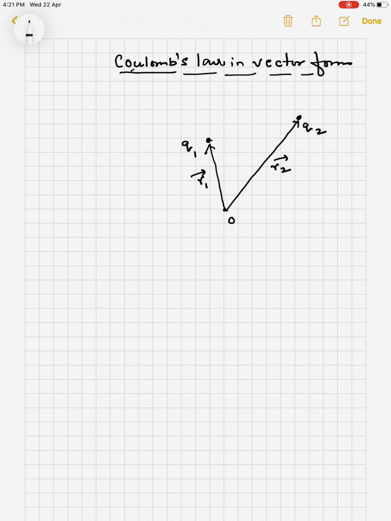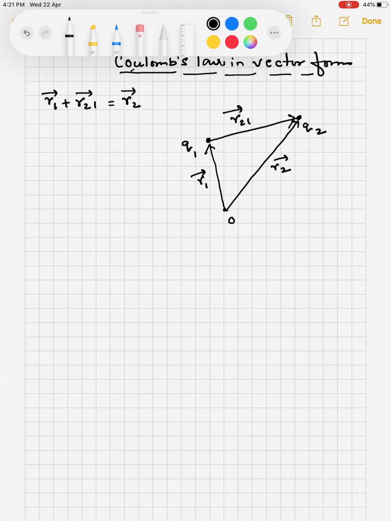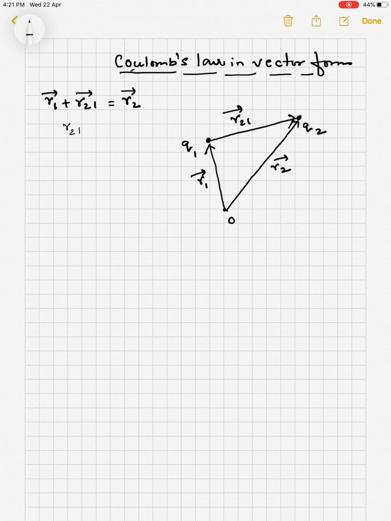So now we join this and write it as r21 vector. So from the triangle law of vector addition, r1 vector plus r21 vector is equal to r2 vector. So r21 vector is equal to r2 vector minus r1 vector. So this is r2 minus r1 vector.